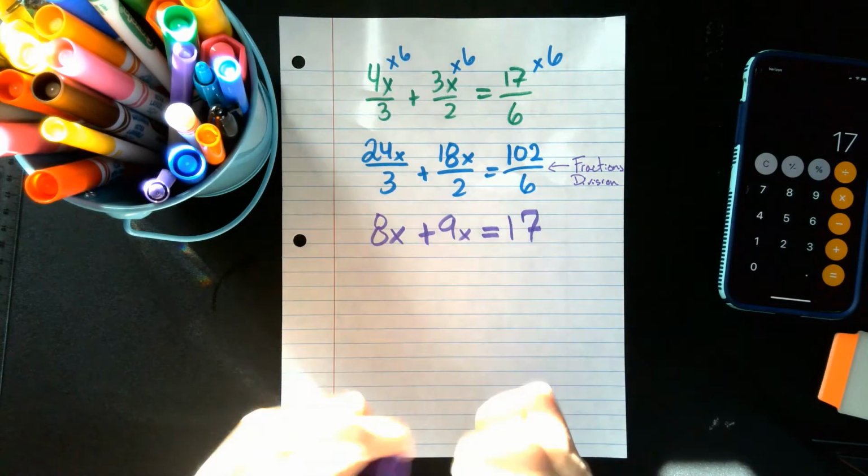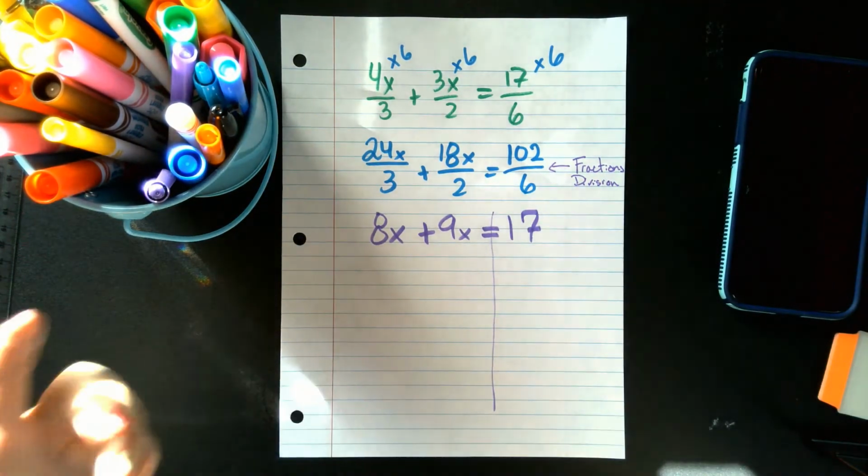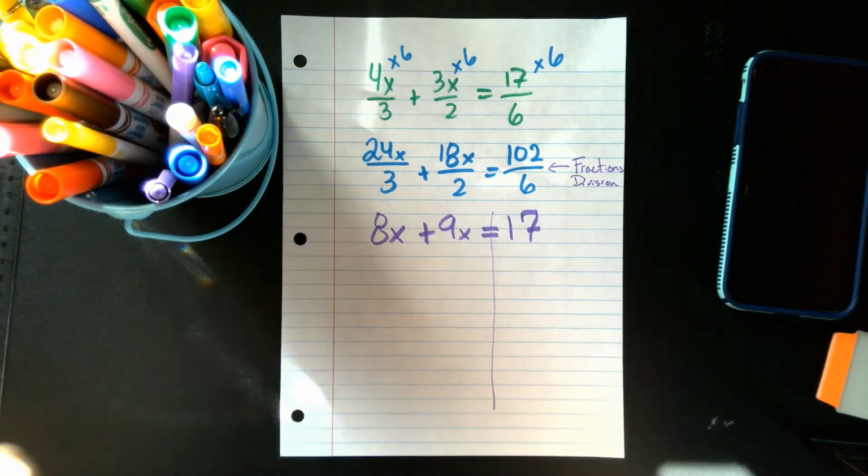So the next thing we're going to do is we can now solve. We're going to go down our line. Do I need to distribute? Nope, there are no parentheses, so no distribution needs to be done. Do I need to simplify?